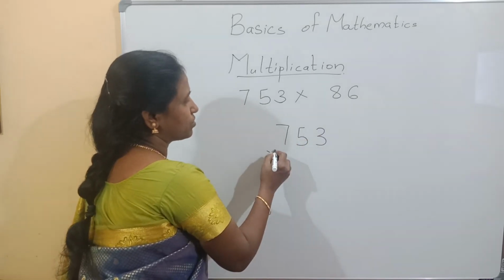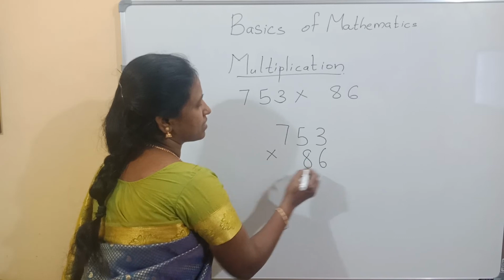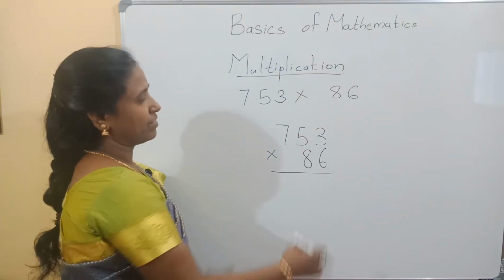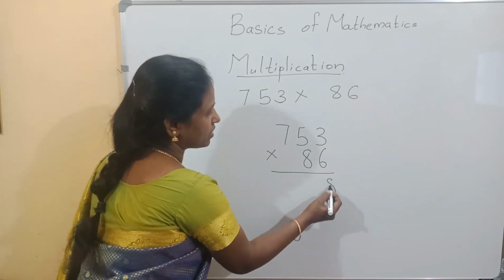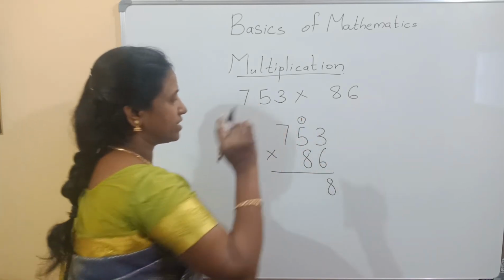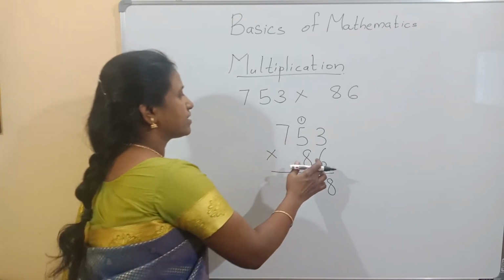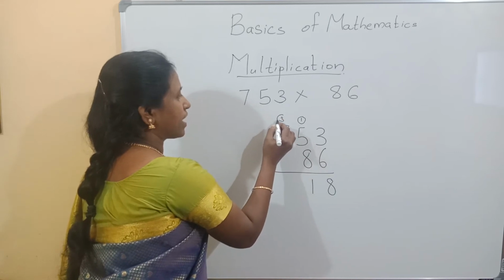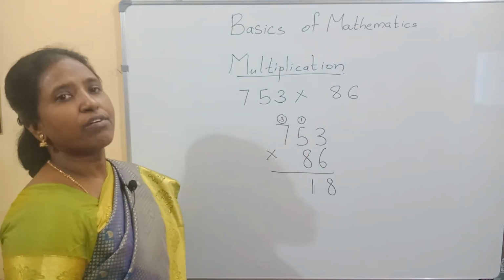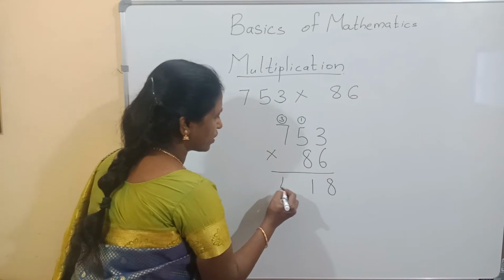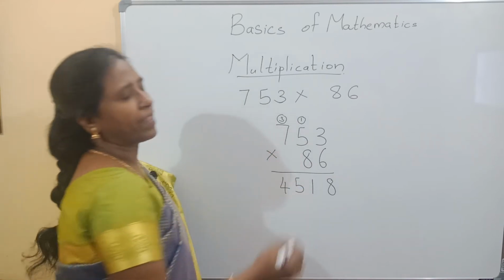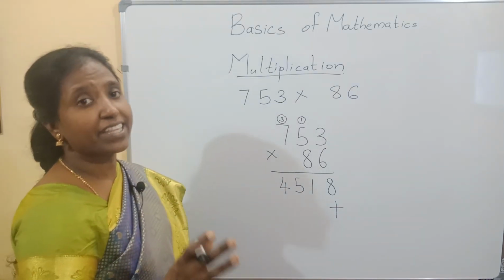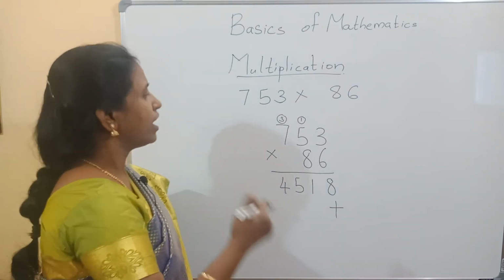753 into 86. How do we do this? First we tell the 6 table. 6 3s are 18. Put the carry here itself so that you won't forget. 6 5s are 30. Plus 1, 31. 3 carry. 6 7s are 42. Plus 3, 45. Right? And now put the plus symbol here so that you will have clarity that you have to add these two numbers.